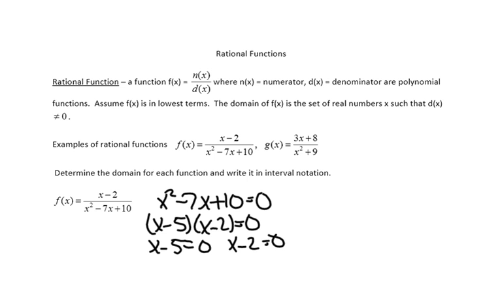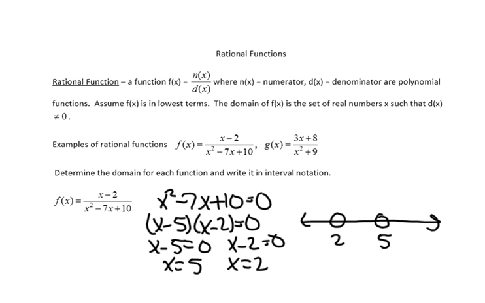Set each factor equal to 0. And we have x equal to 2 and x equal to 5. Put this on a number line. Okay. So again, these are the only two numbers. So that means all numbers smaller than 2 are okay. All numbers between 2 and 5 are okay. And all numbers bigger than 5. So there should be 3 intervals for my domain. Negative infinity to 2, or 2 to 5, or 5 to infinity.